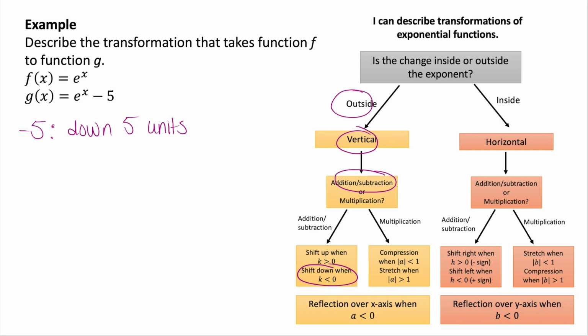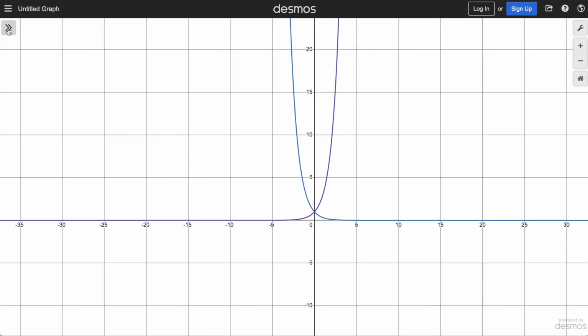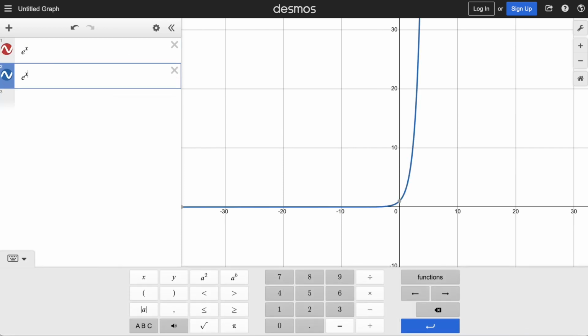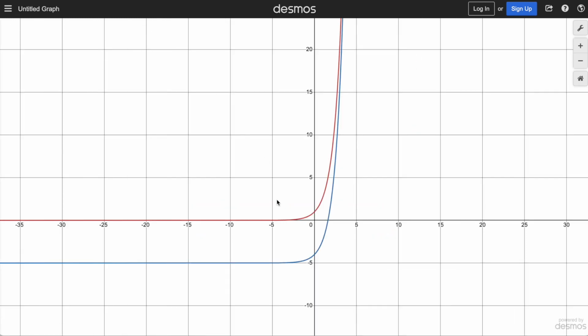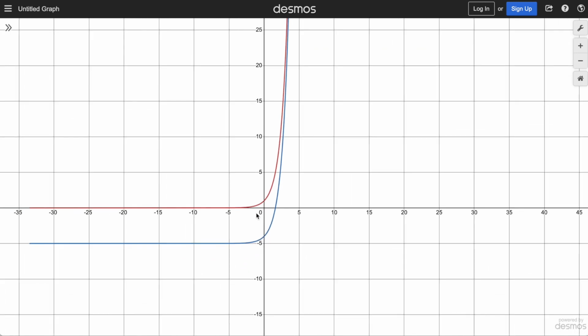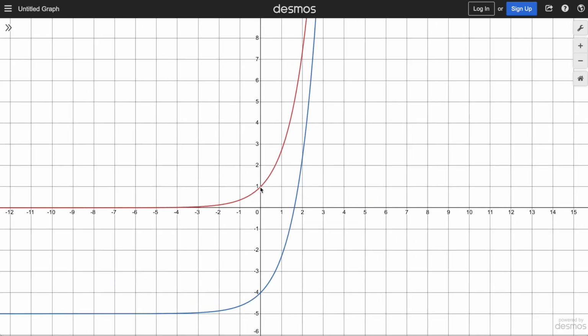We can also verify this using Desmos, so let's go ahead and do that. We have e to the x, and then we have e to the x, and then click out of the exponent because that minus 5 is on the outside. You can see that it's shifted the graph down 5 units. It originally had a y-intercept of 1, and now it has a y-intercept of -4.